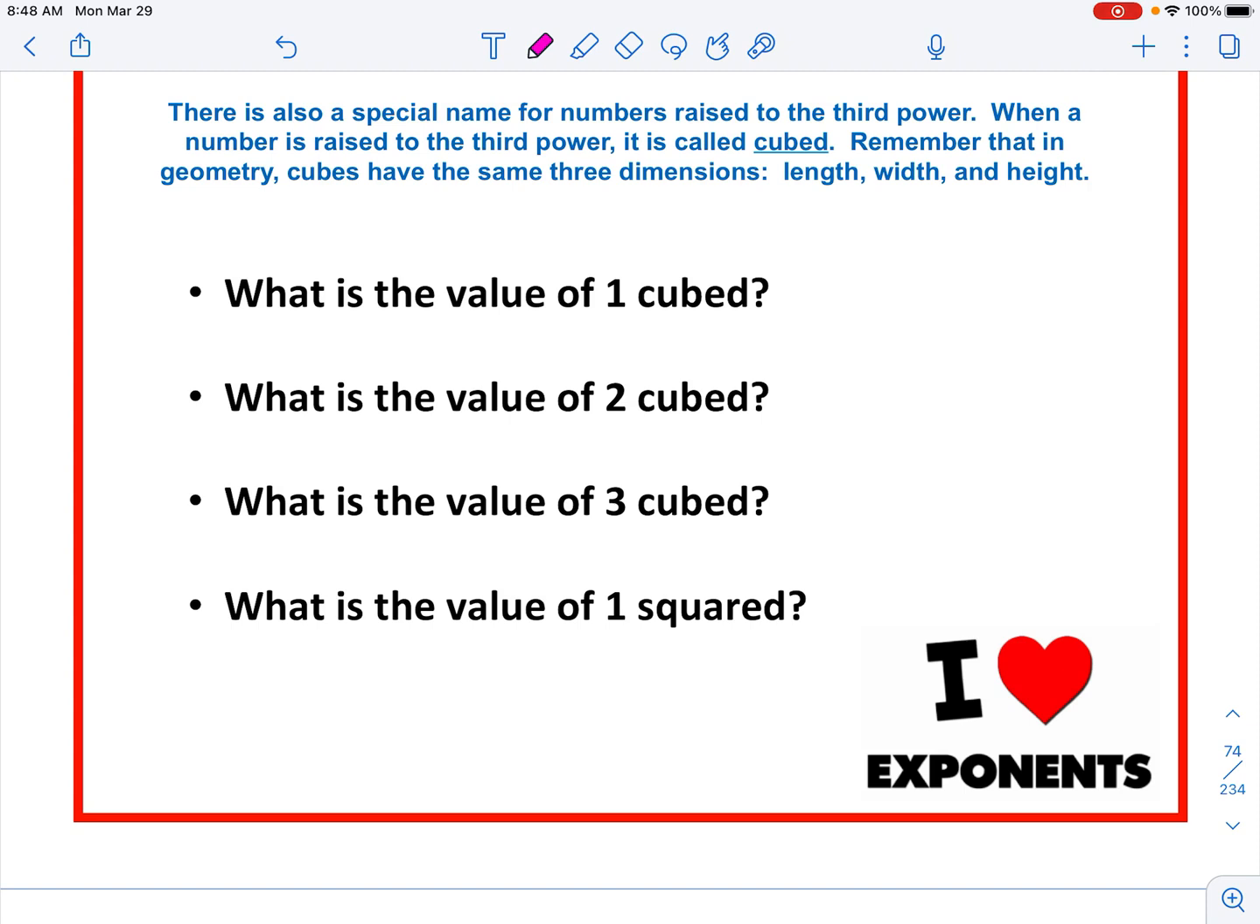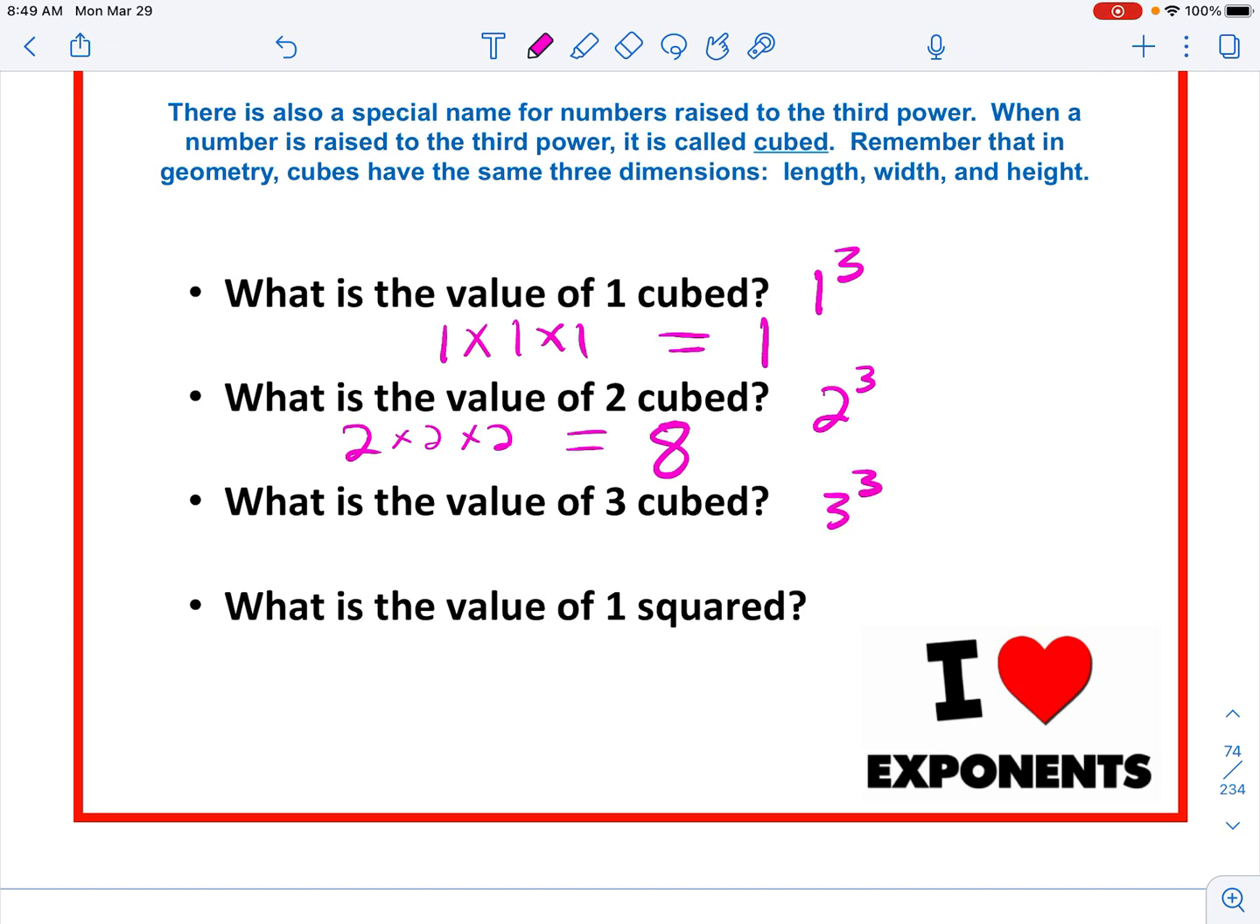Okay, so the first one says, what is the value of 1 cubed? Okay, this is just 1 to the 3rd power. 1 times 1 times 1 is just going to equal 1. Okay, anything times 1 times itself is going to equal 1. Now, what is the value of 2 cubed? 2 to the 3rd power. This is 2 times 2 times 2. Okay, 2 times 2 is 4 times 2 is 8. So 8 is our answer.